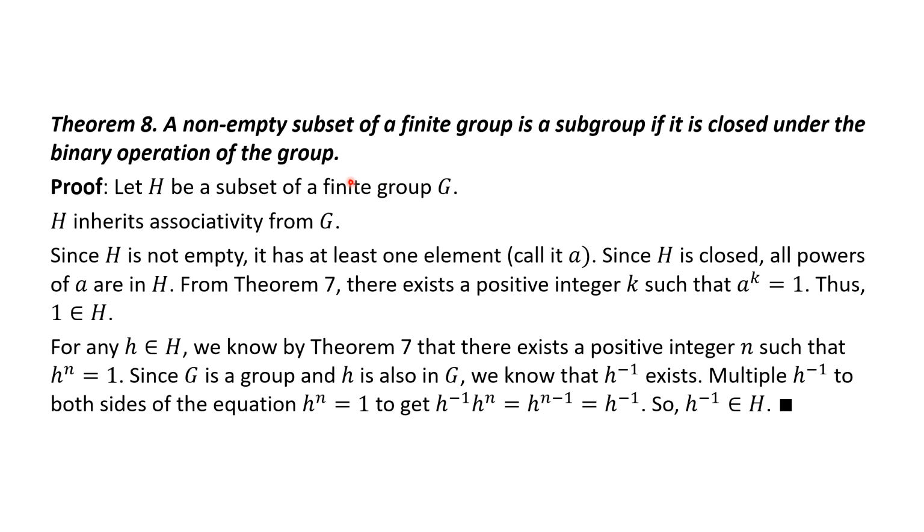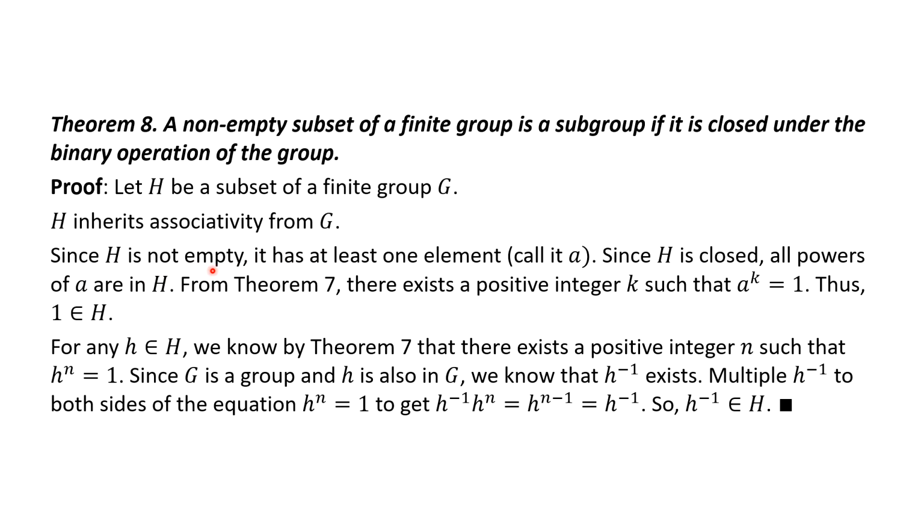So to prove this, we need to show that given closure, we have all the other properties for H, a subset of G, in order to be a group. So first of all, H inherits associativity from G. I mentioned that in the previous proof, two slides back. That's always true. Any subset of a group is going to inherit the associativity property.